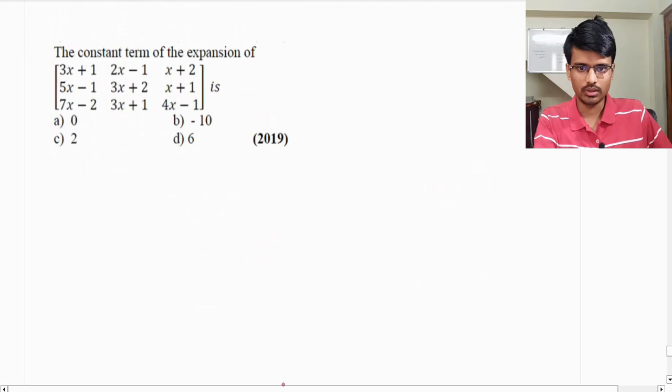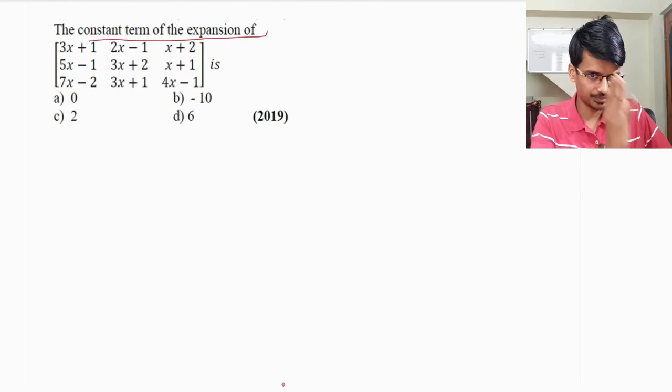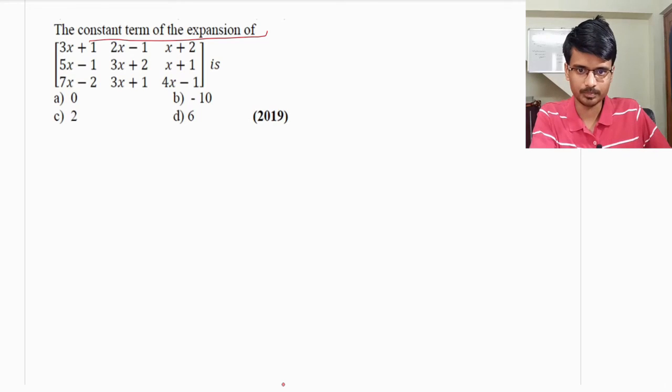Oh, okay. So this is the last question, I guess. The constant term of the expansion is. Okay, here we have to apply our brain. So this is a determinant actually, not a matrix. This is a determinant. I'm sorry, guys.